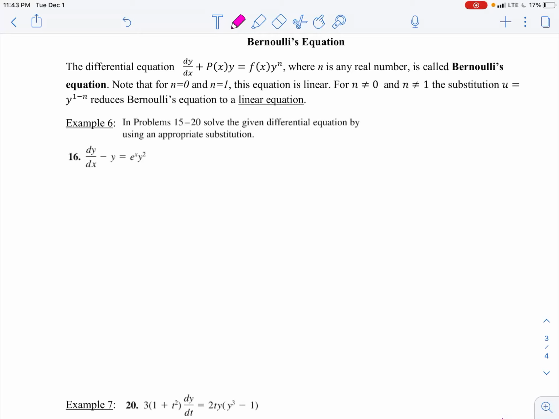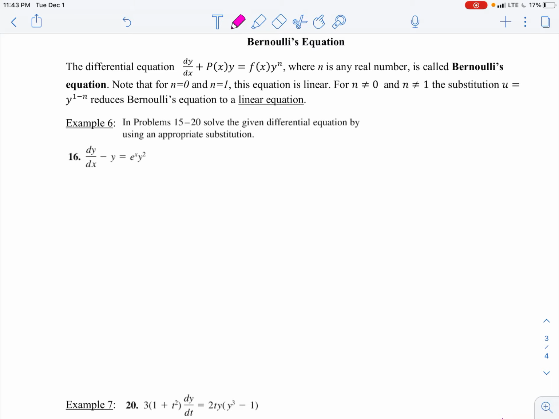We're going to talk about Bernoulli's equation. Say we have a differential equation dy/dx + p(x)y = f(x)y^n, where n is any real number. This is called Bernoulli's equation. Note that for n = 0 and n = 1, this equation is linear.